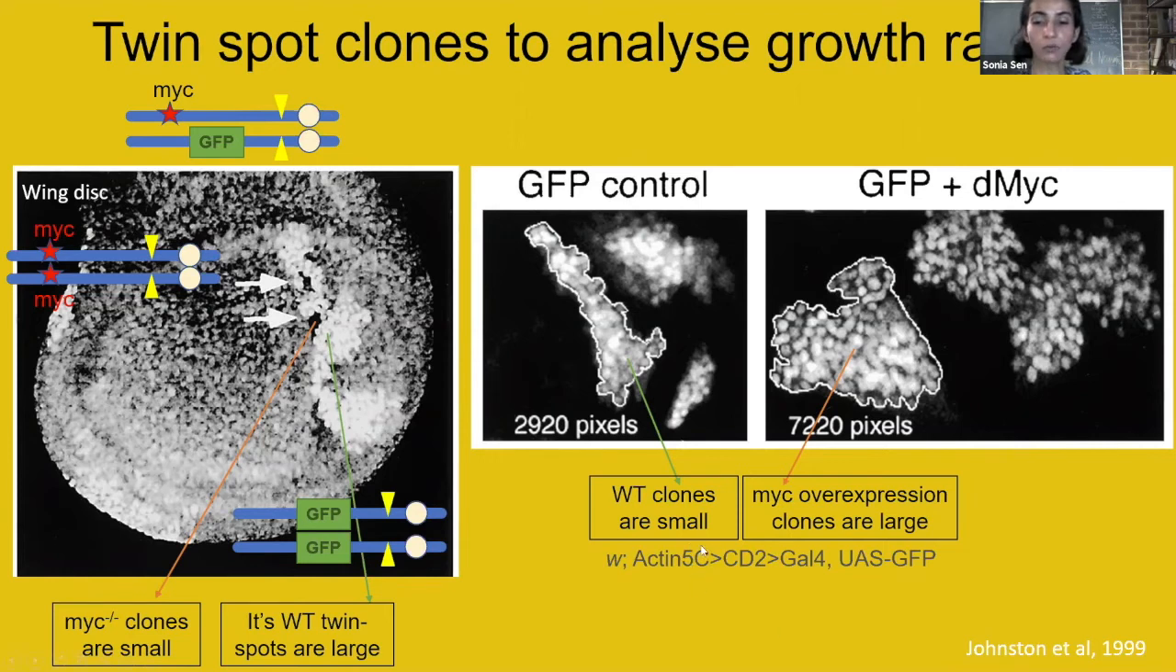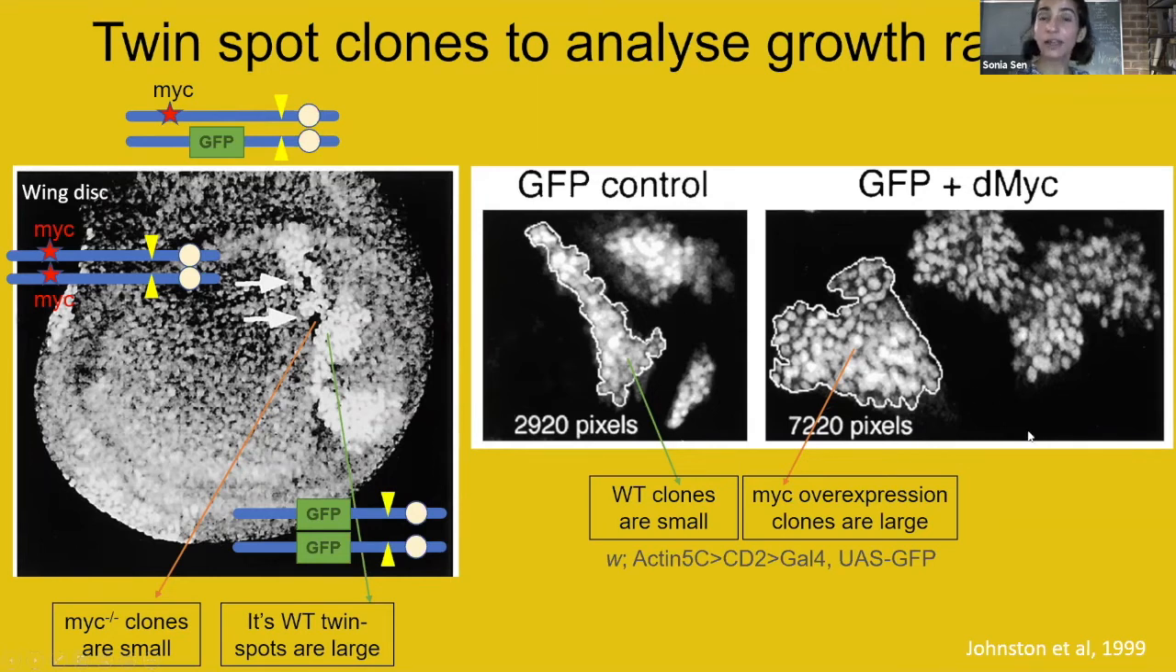Now, on one side of that FRT is the actin 5C promoter, so a promoter that should be expressed in all cells. But that promoter can do nothing because of this CD2 and stop cassette, even though there's a GAL4 UAS GFP over there. So the promoter is unable to drive GAL4 UAS GFP because of this stop cassette in the middle. And that would be all your dark patches over here.